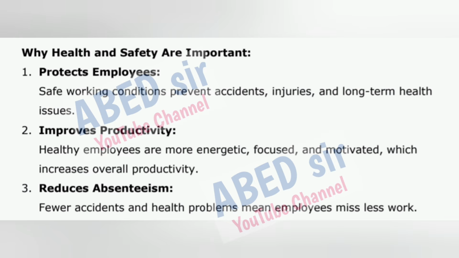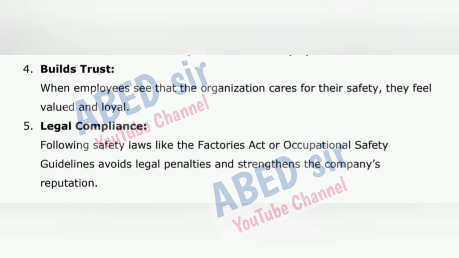Why health and safety are important? 1. Protects employees. Safe working conditions prevent accidents, injuries, and long-term health issues. 2. Improves productivity. Healthy employees are more energetic, focused, and motivated, which increases overall productivity. 3. Reduces absenteeism. Fewer accidents and health problems mean employees miss less work. 4. Builds trust. When employees see that the organization cares for their safety, they feel valued and loyal.